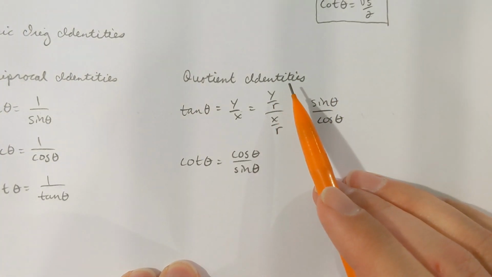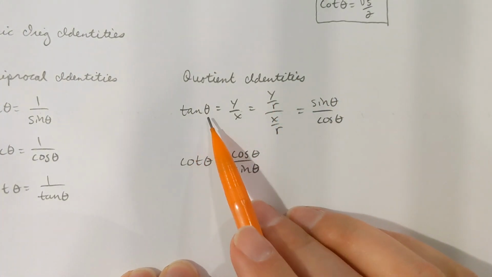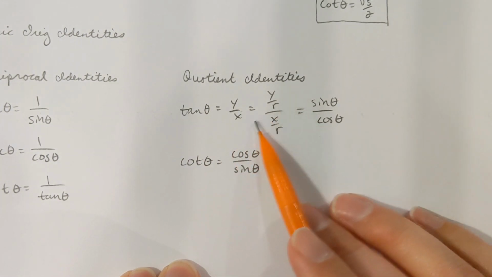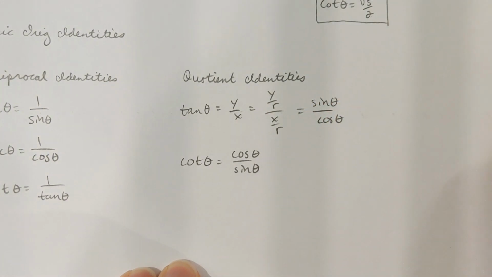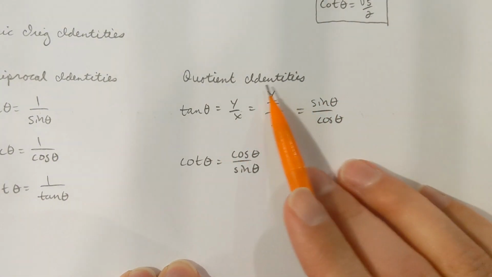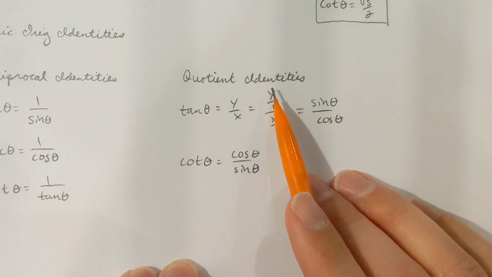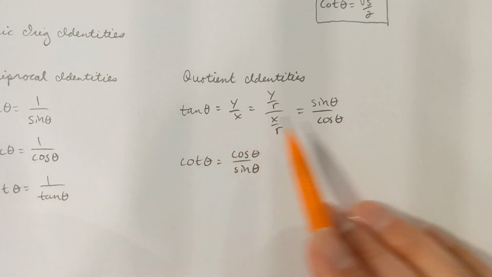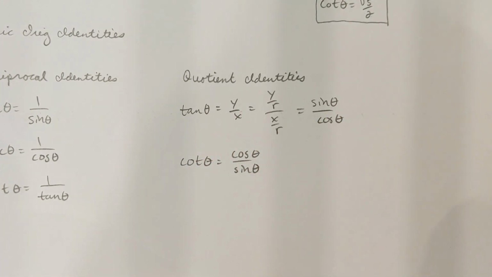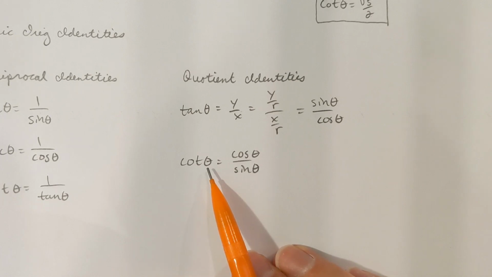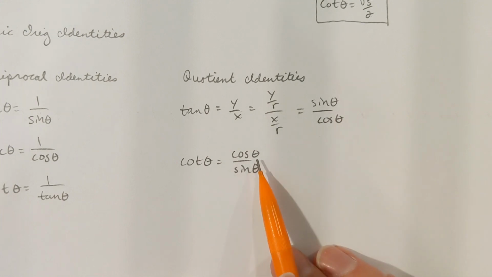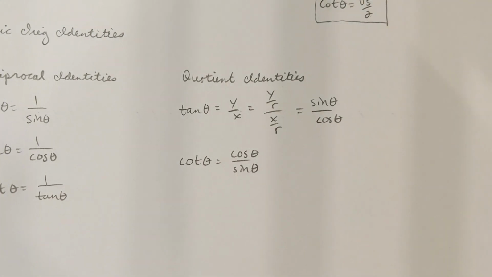The quotient identities would be new here. So tan theta is y over x. Okay, y over r divided by x over r. If you flip the denominator, the r's would cancel there. Now, why I have it written like this is because sine theta is y over r and cosine theta is x over r. So tan theta is the same as sine theta over cosine theta. Cotangent theta is the reciprocal of tan theta, and so in terms of sines and cosines, it would be cosine theta over sine theta. Okay, those are identities that you'd want to know.